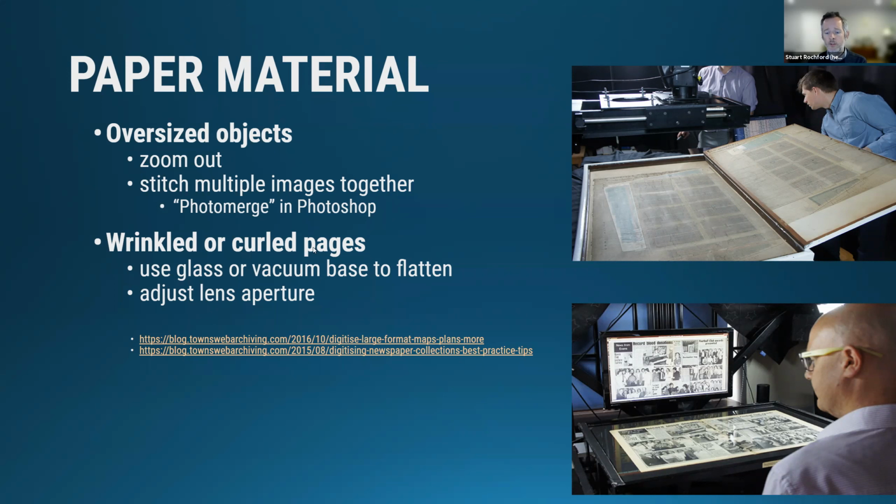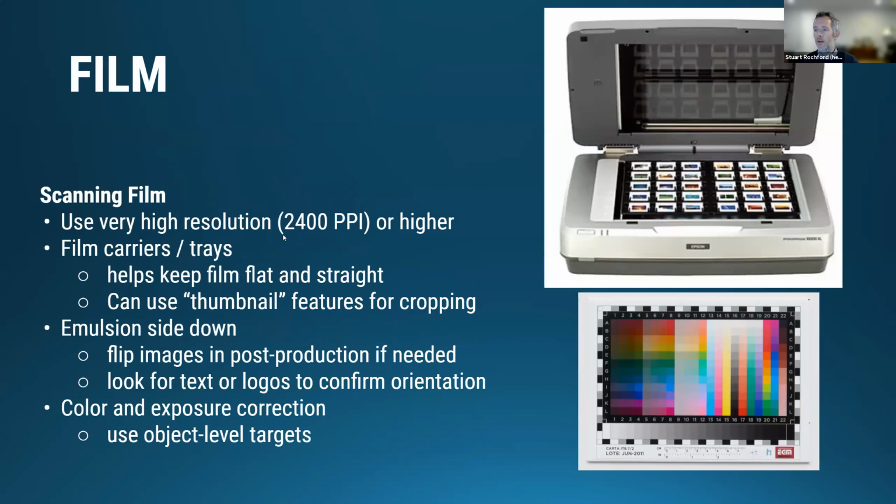Wrinkled or curled pages, you will usually want to flatten those with glass. If it's too big for a flatbed scanner, you can get custom made tempered glass and non-reflective glass, glare reduction glass that can help flatten these. A lot of the copy stands these days will come with these built in, so you have a piece of glass, kind of a platform that you can raise up and down as needed to flatten the objects that you're digitizing. And we're going to quickly talk about some film scanning.